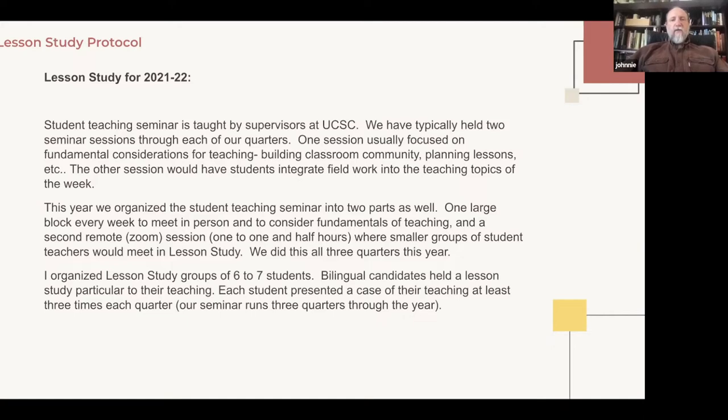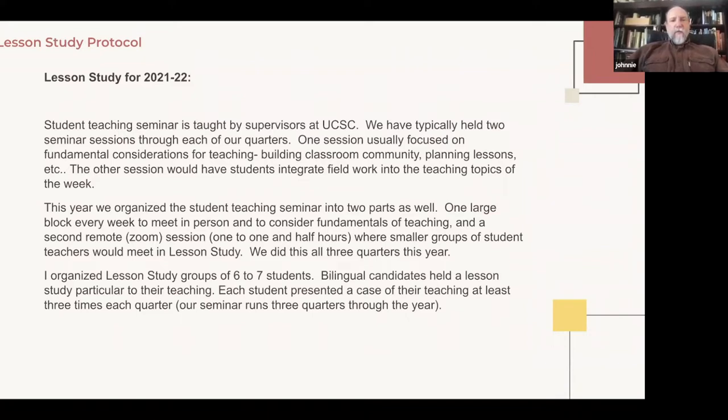And one session usually focused on fundamental considerations for teaching, all the things that you do all the time, lesson planning, building community, just getting to know kids, but also engagement strategies, etc. The other session, we would meet with students and do exercises, role plays, etc., to integrate some of those ideas. So it was a pretty good seminar, trying to meld the ideas of seminar with the practical concerns of field work.